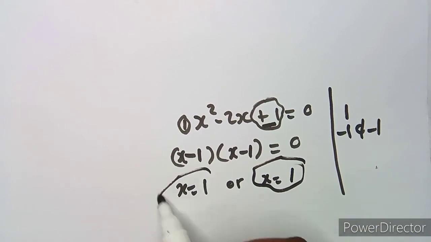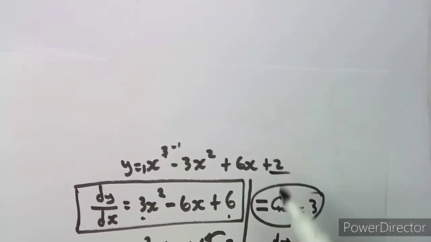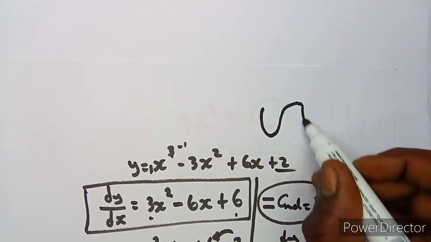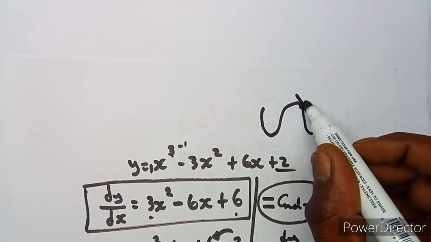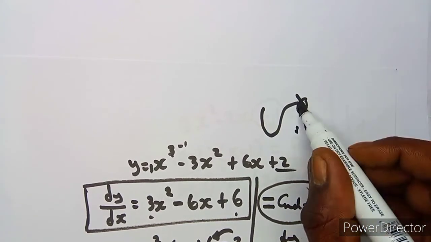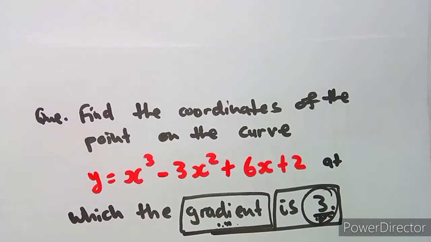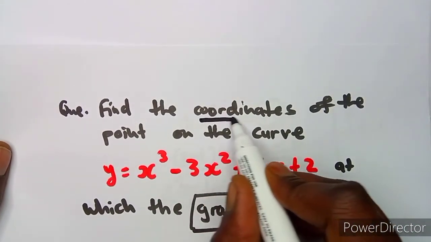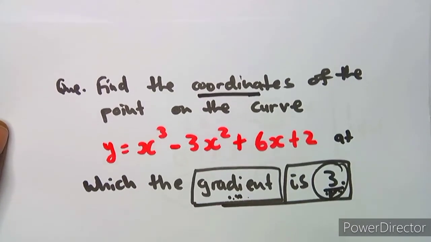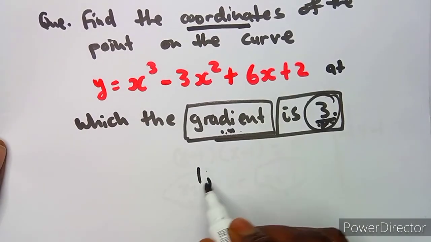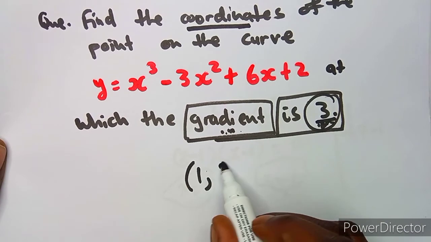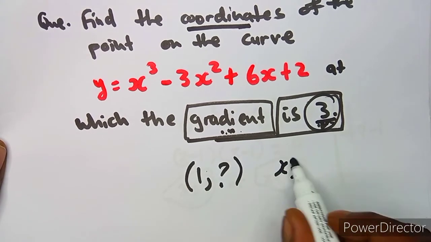So this is the same value of x. It means this tangent that we are talking about is at one point, because when x is 1, it's just one point. The question is for us to find the coordinates of the point. The coordinate is made of x and y. So if x is 1, we need the value of y, because we need x and y.